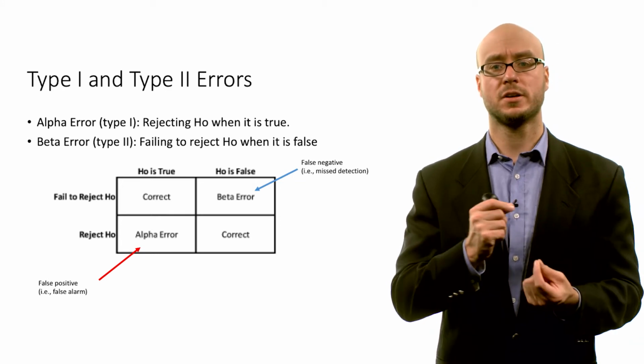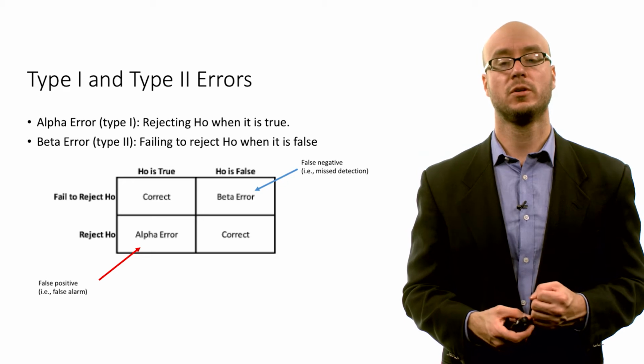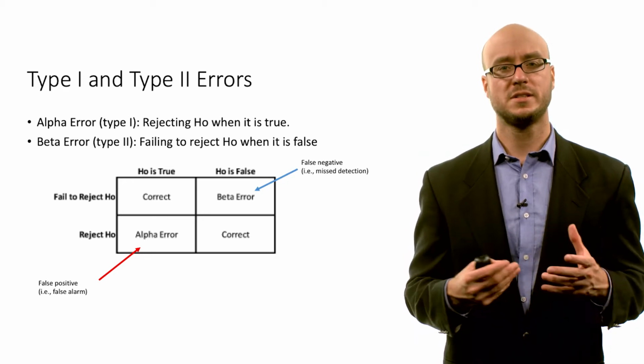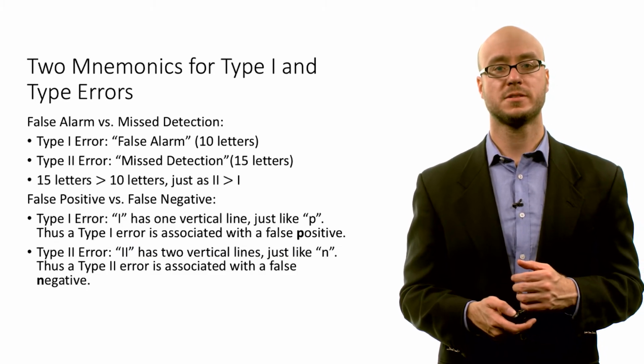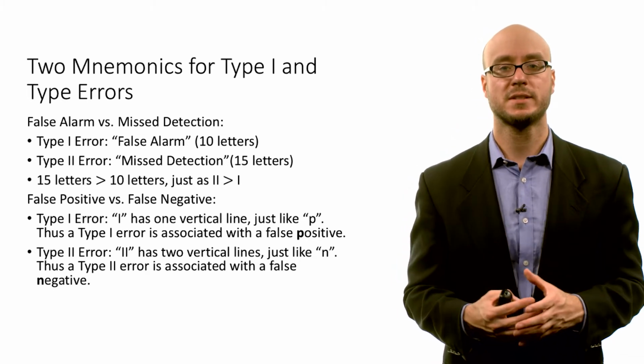But the two errors occur when we reject the null when it is true, and we fail to reject the null when it is false. We call these type 1 and type 2 errors, respectively. Now, type 1 and type 2 errors, it's easy to get these mixed up.